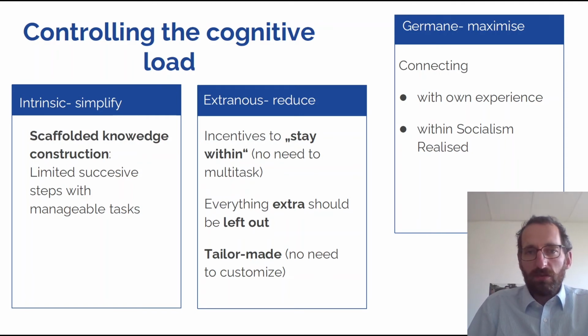We are also trying to reduce the extraneous load. So we are trying to make the user feel comfortable only within our Socialism Realized, and not ask him for tasks that would need him to multitask, to go to Wikipedia. So that's why we are not asking for Brezhnev. That's connected to the next point. Everything extra should be left out. If it's not needed for the task, then just don't. We don't have it there.